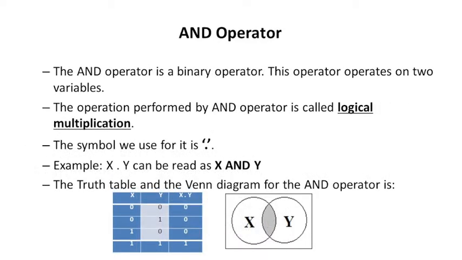AND operator. The AND operator is a binary operator. This operator operates on two variables. The operation performed by the AND operator is called logical multiplication. The symbol we use for the AND operation is dot. For example, X dot Y can be read as X and Y. For the AND operator, if any one of the inputs is 0, the output will be 0. Otherwise, it is 1.